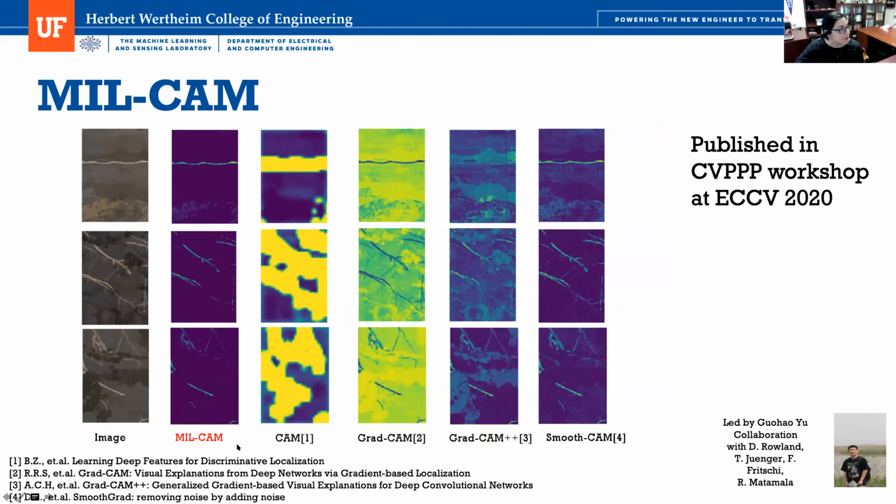And here's some example results. So here are some of the mini Rhizotron images. This is the output from NIL-CAM. And we've compared it to the class activation maps from a number of approaches in the literature, the original CAM paper, GradCAM, SmoothCAM, and so on.